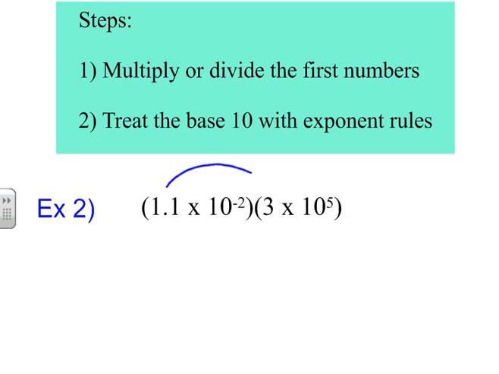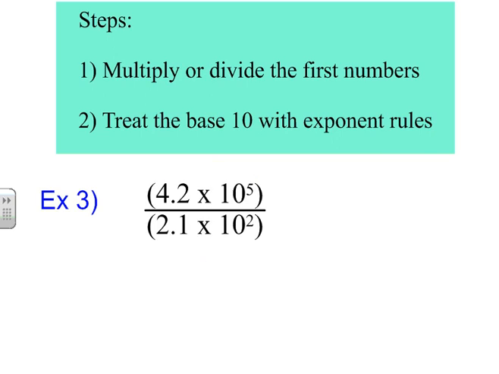Again, we're going to take these numbers in front, 1.1 times 3, and that will give us 3.3 times base 10. We're going to keep that base 10, and we're going to take these exponents of negative 2 and 5, and we're going to add them together, and we're going to get 3. So we get 3.3 times 10 to the third.